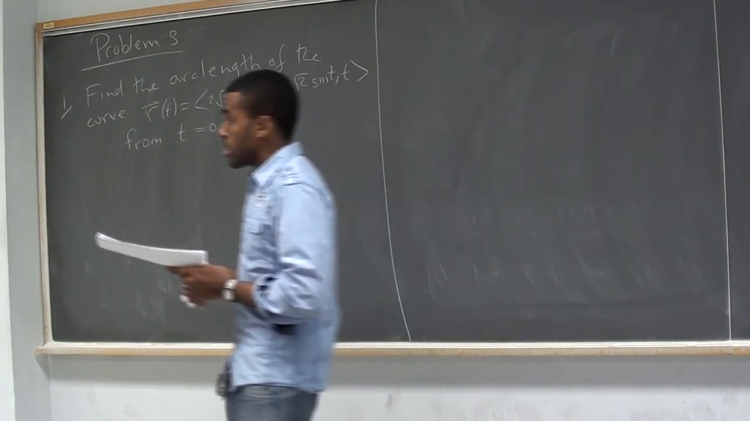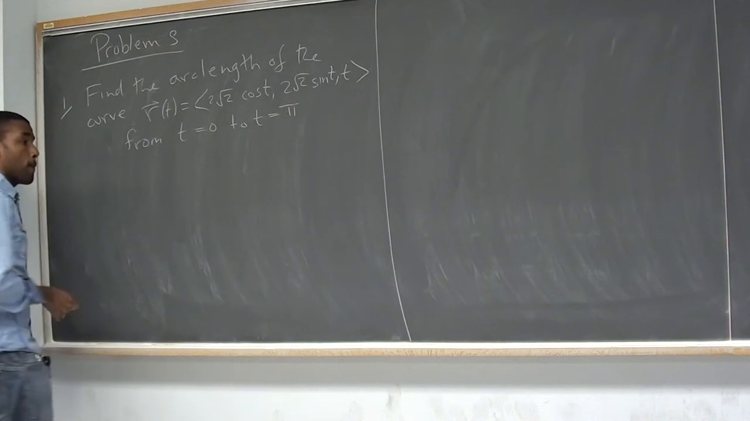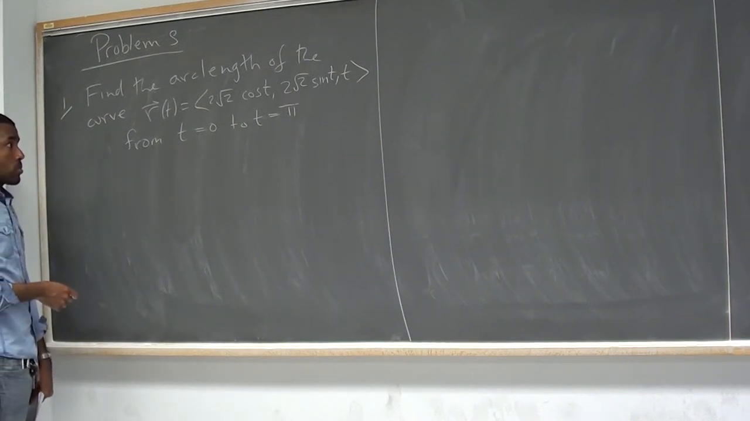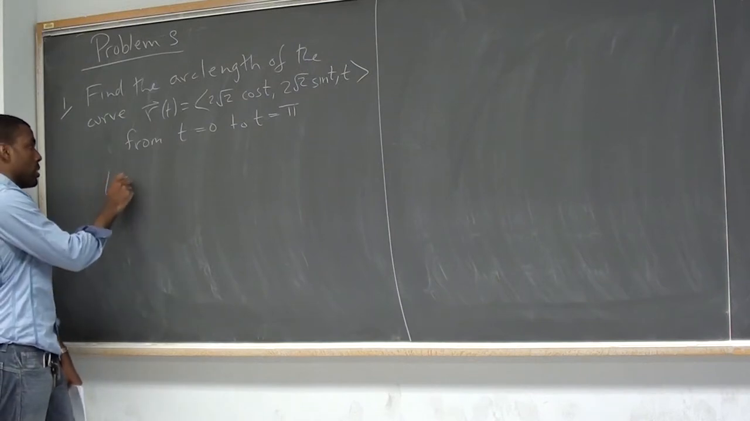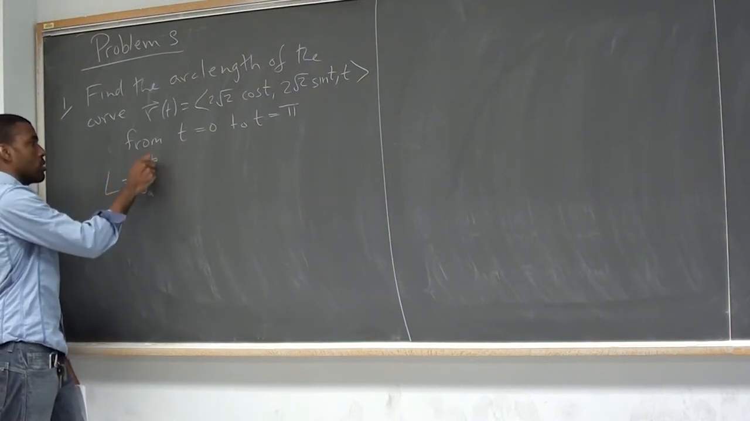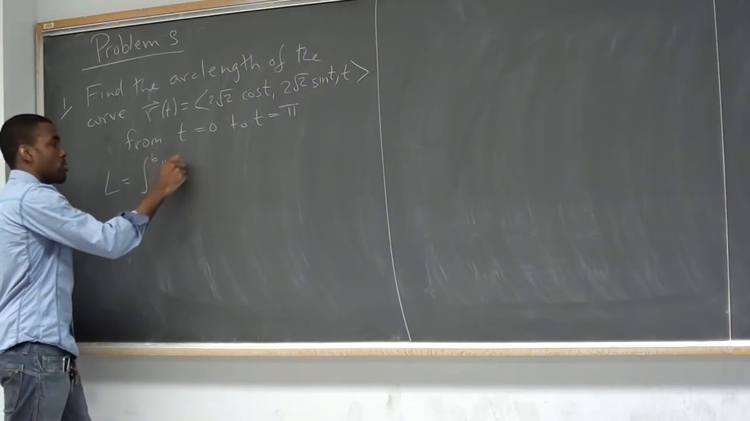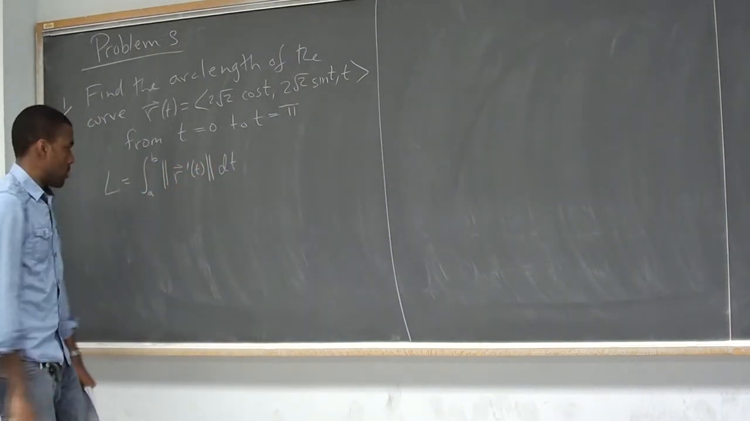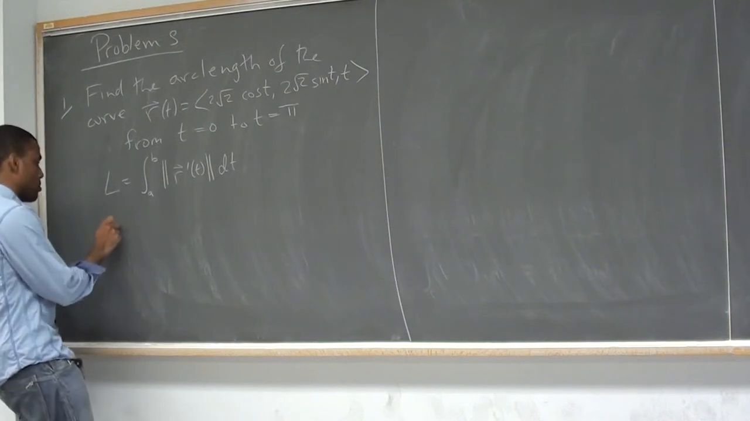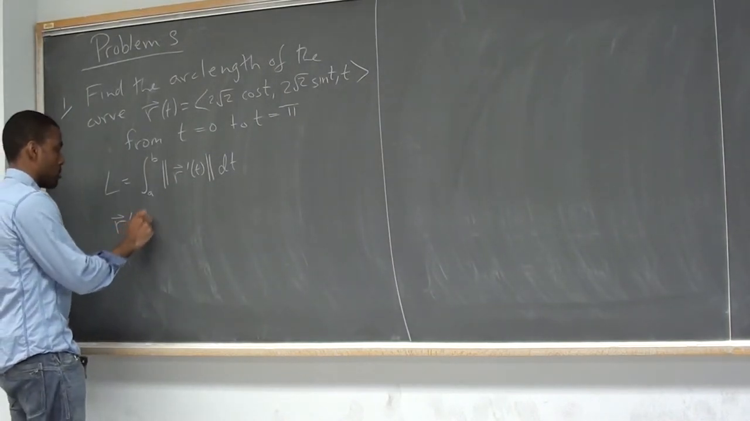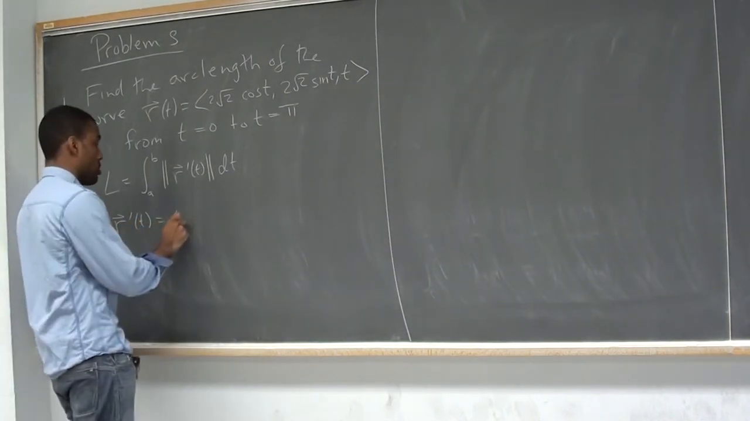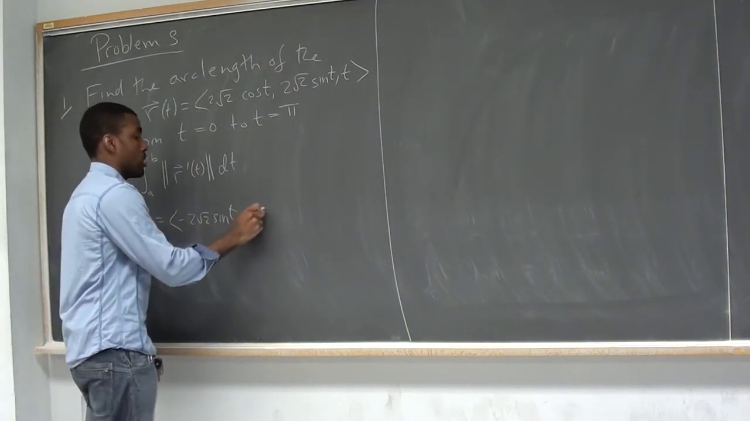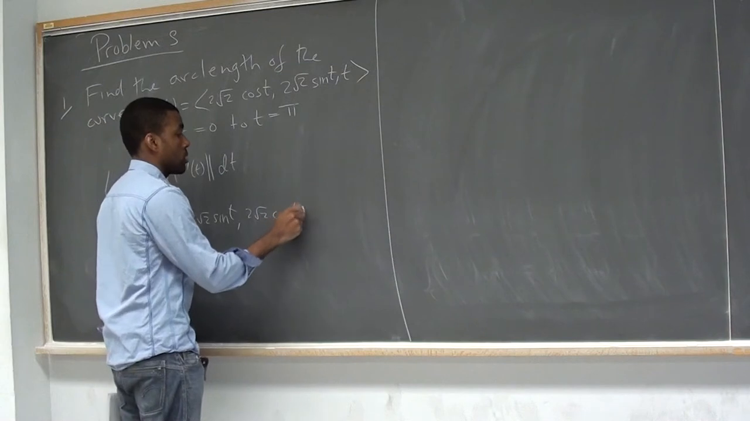So how do you find arc length? R prime of t, find the magnitude. Length is just the integral between the bounds of the magnitude of r prime. So what we're going to do is find r prime, which here is going to be minus 2 radical 2 sine, 2 radical 2 cosine.